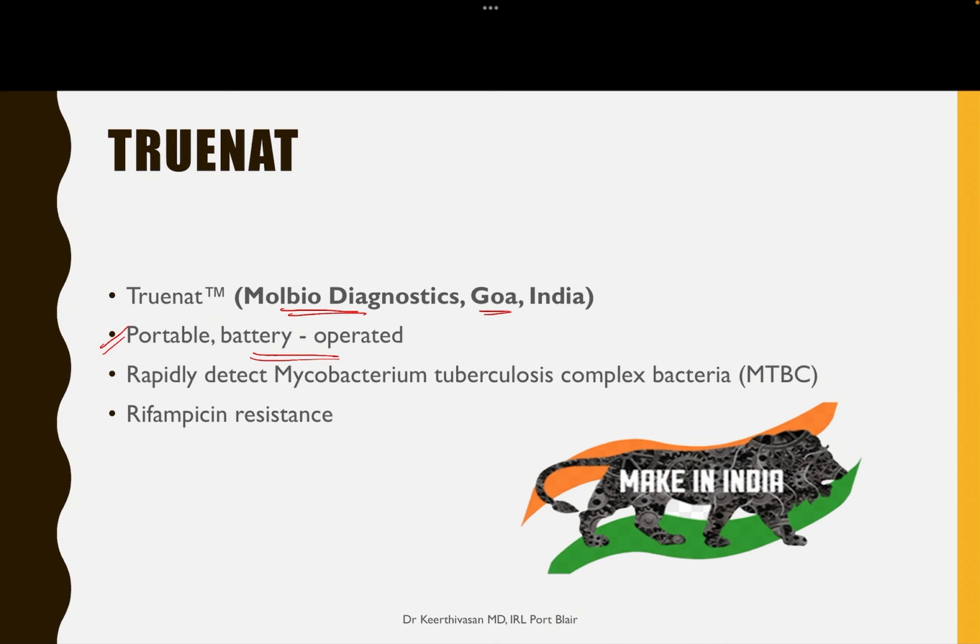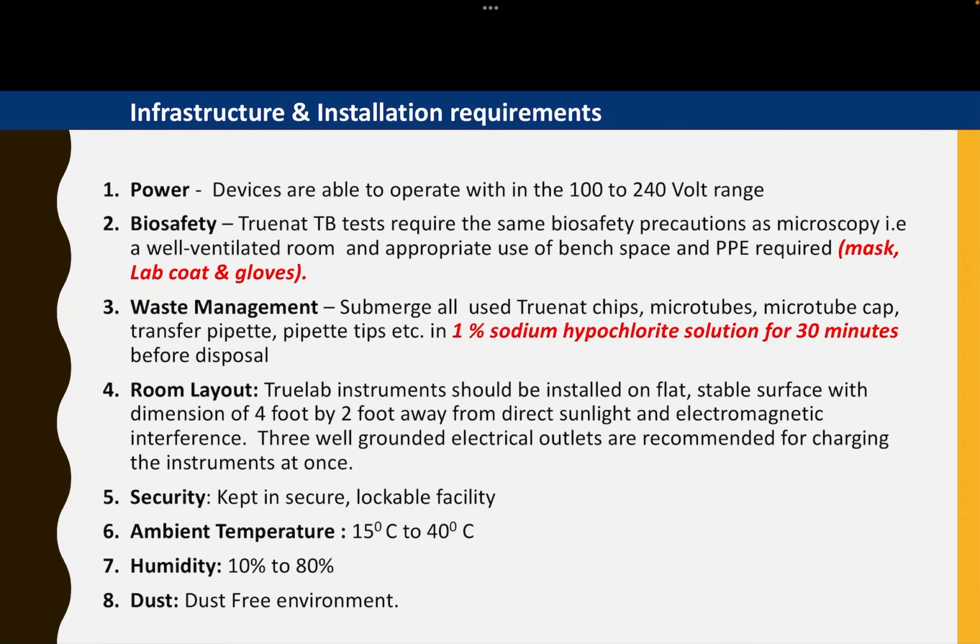So this also, like GeneXpert, detects two things: whether the Mycobacterium tuberculosis complex bacteria is present or not, and also gives us an idea about rifampicin resistance. Now, what is the infrastructure required for this? So power, obviously power is required. As I told, uninterrupted power supply is not required, but we need enough power to charge these machines.